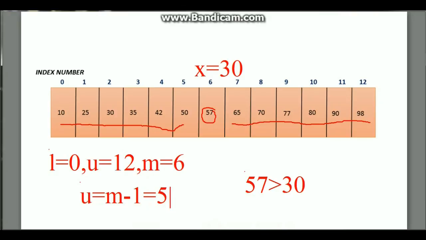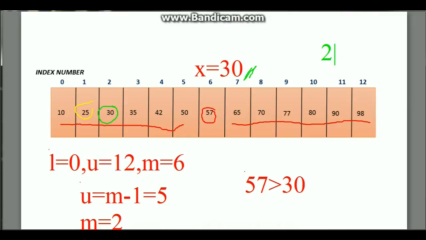So when your upper limit is 5, then your m will become 5 plus 0, that is equal to 5, divided by 2, that is equal to 2. So at position 2, at location 2, you have your number. So at position 2 we have our number 30, and our x was also 30. So within 2 comparisons, we were able to find our 30.